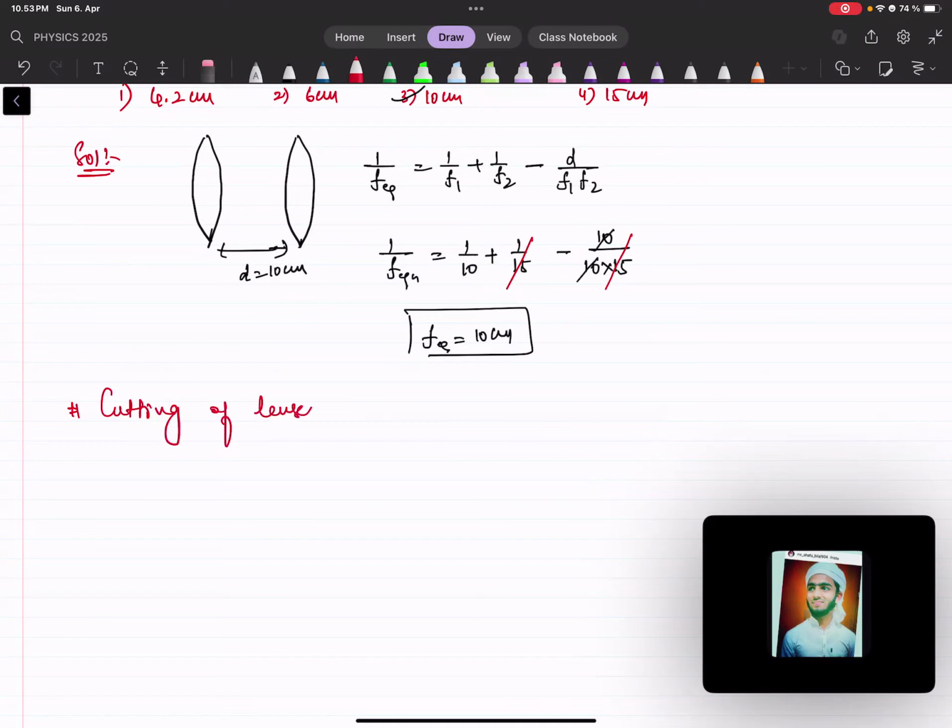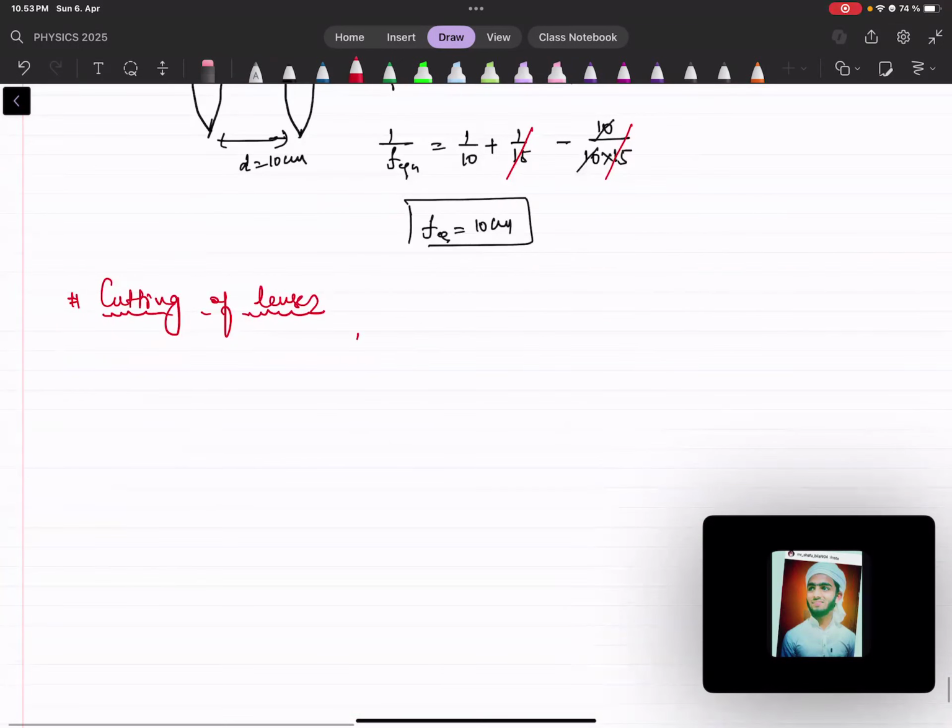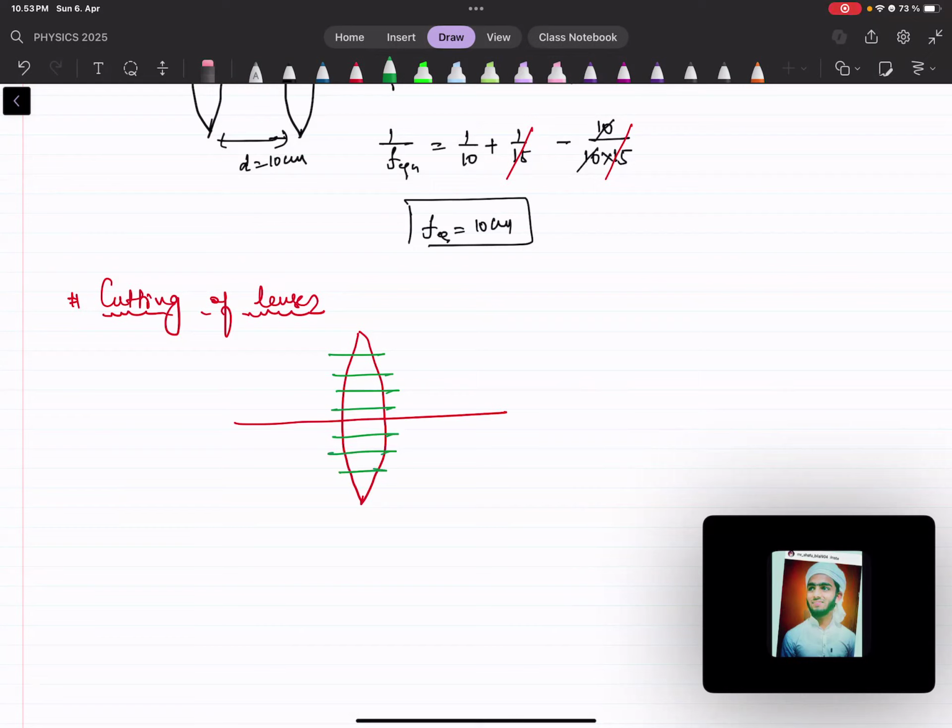Cutting of lenses. Now I have a lens here like this. This is your principal axis. If I cut this lens into n number of pieces like this, so this one is 1, 2, 3, 4, 5, 6, 7, 8. If f naught is the original focal length, on cutting it parallel to the principal axis, the focal length will not change. Try to remember.